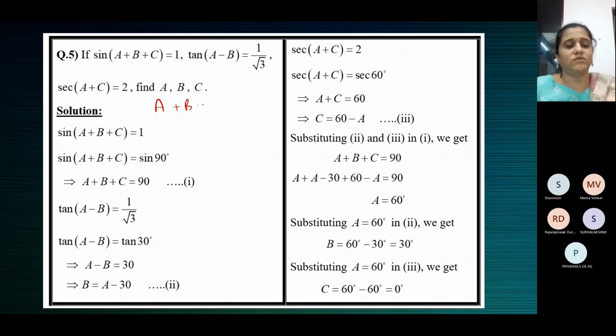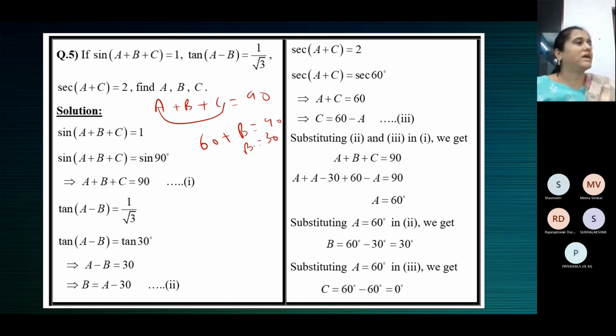After getting the equations, you can do it the way I told you now. A plus B plus C is equal to 90, and we got A plus C as 60. You do it like that. I've done a different method here. You can use this method. A plus C is 60, so 60 plus B is equal to 90. So B is 30. Like this you can work. I'll correct this slide. This is also fine. I've done it in a lengthy way, so I'll correct this slide and share it with you.